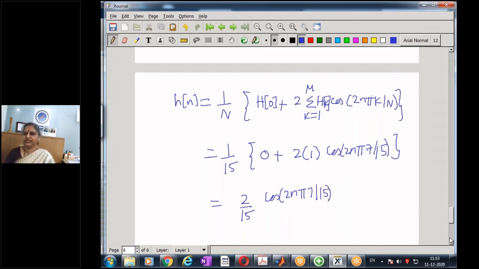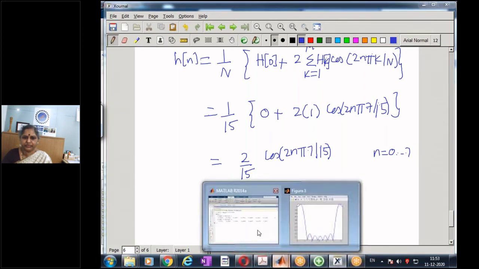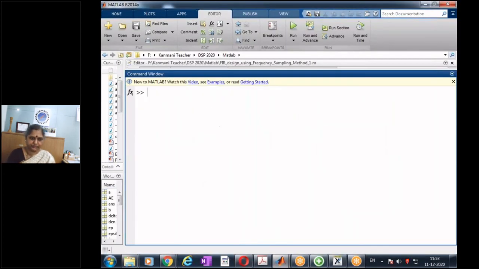This is my result. So let's try to get the values of h of n: 2 by 15 cos 2 pi n 7 by 15. And of course, n goes from 0 to 7. So let's compute the value.